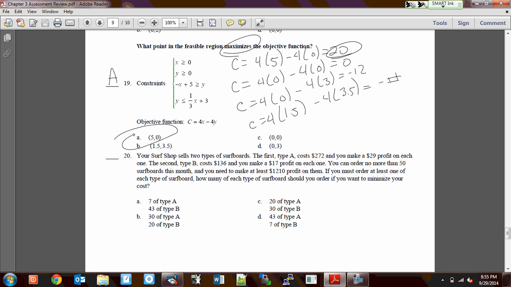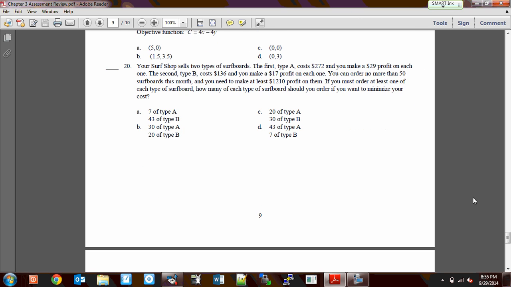All right, so again, for 18 and 19, we graphed the constraints, found the intersection points of the feasible region, or found the vertices of the feasible region. We tested all the vertices, and since we were maximizing our functions, we looked for the largest value, and our largest value occurred for number 19 at 5, 0. All right. And let's move on to the last question.